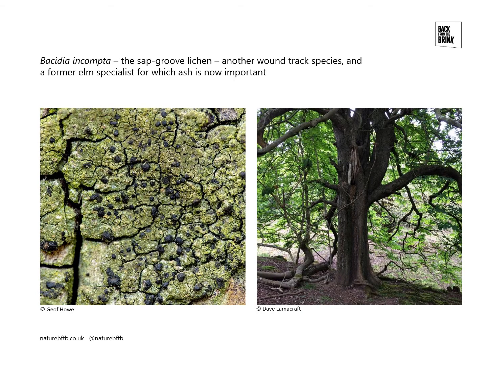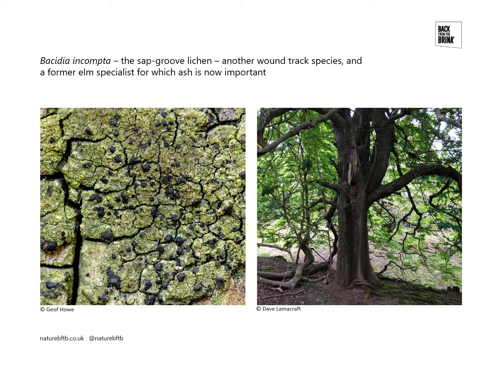And this is the saprotroph lichen, Bacidia incompta, which is a wound track species. A former elm specialist, it likes trees with the more basic bark: elm, field maple, ash, horse chestnut. Ash is a particularly important species for it, sadly, but on some sites like Moccas, field maple and horse chestnut are really important. And you can see this is classic habitat for it really.